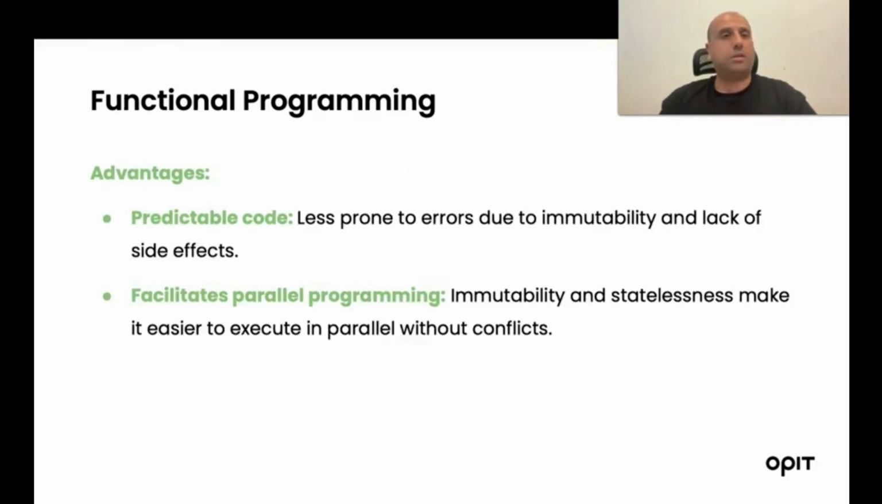What are the advantages? We have two advantages: predictable code and facilitating parallel programming. Predictable code, because it is less prone to errors due to immutability and lack of side effects, and immutability and statelessness make it easier to execute in parallel without conflicts.